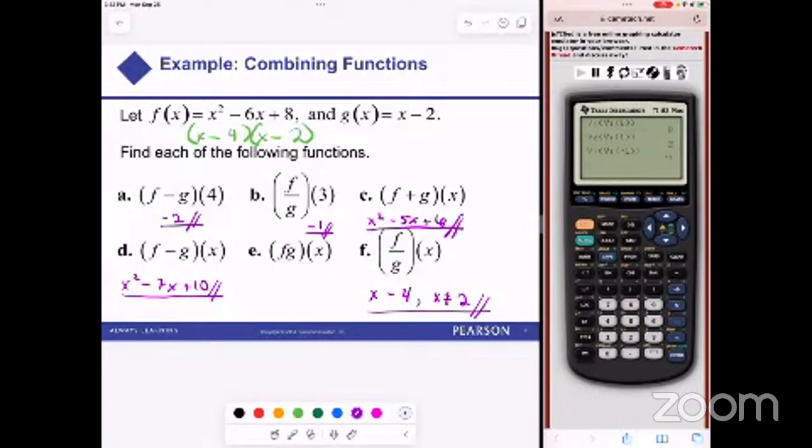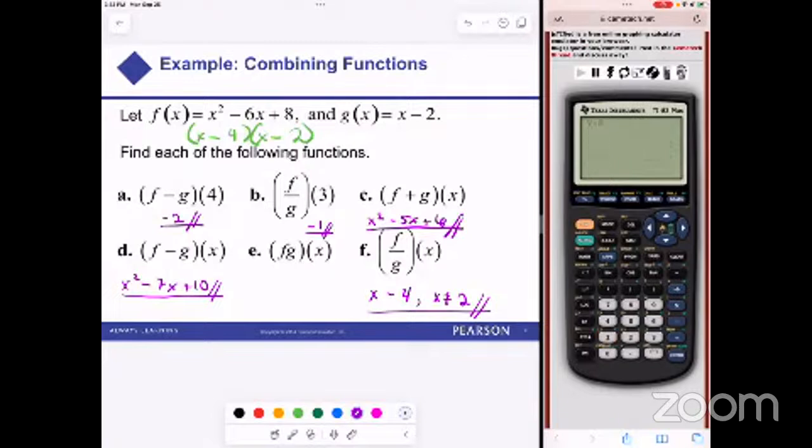Let me do the keystroke so you can see. For A, I want to say f of 4 minus g of 4. On the right hand side of the calculator is the clear button. Left of that button is a button that says VARS, short for variables. I'm going to click on that, go to the right to Y variables, click on number 1 to open up the functions. Our f was y1, so I'm going to call on that function.